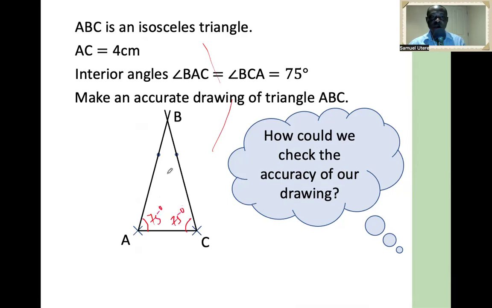And we know that the sum of the angles in a triangle is 180 degrees. So these two added together is 150 degrees. So 180 degrees minus 150 degrees should be equal to 30 degrees. We could use our protractor to check this angle to see that it is actually 30 degrees. That is how we can check the accuracy of our drawing.